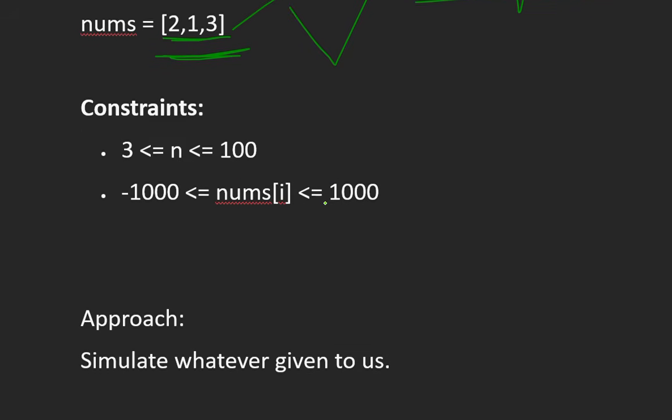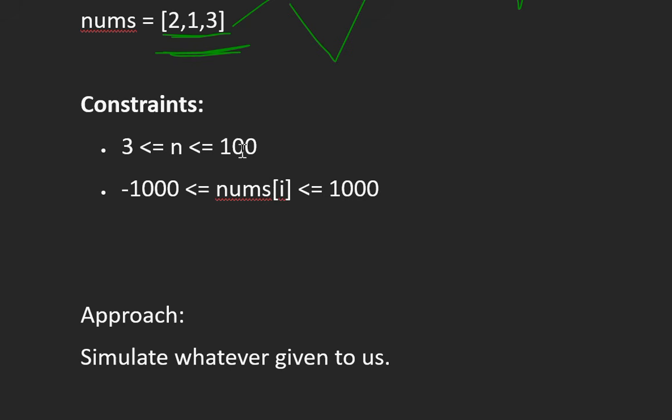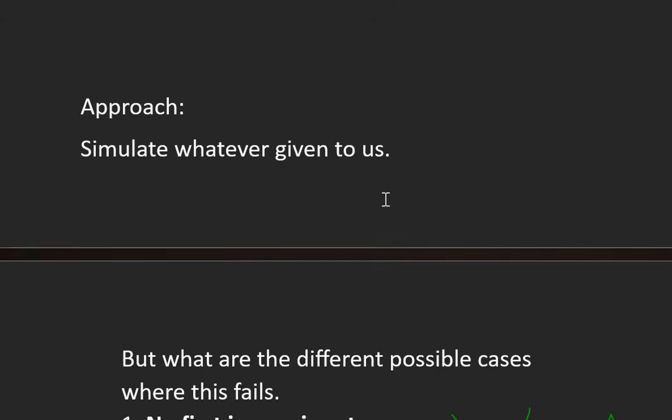If you see our constraints, our array length can be up to 100, and elements can be from minus 1000 to 1000. Next, let's see the approach. In the approach, we have to simulate whatever is asked in the question, that we have to find whether our first part is increasing, then decreasing, and then again increasing.